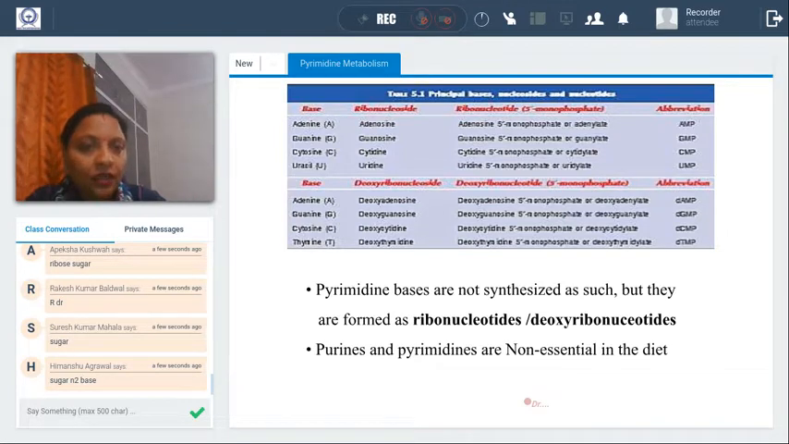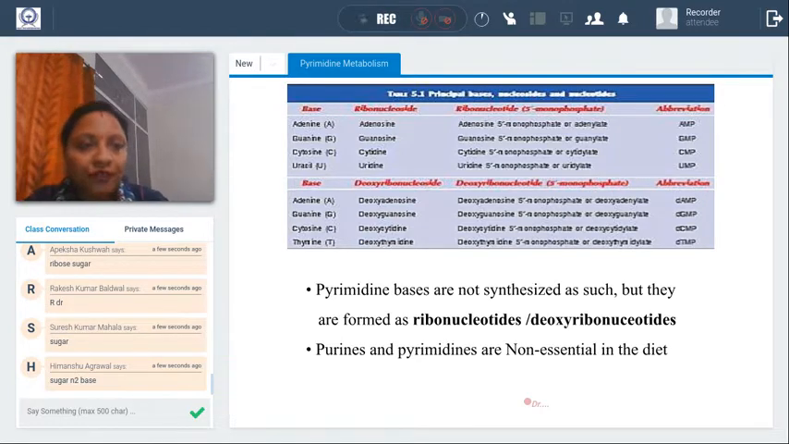So we can see in the slide also, bases are adenine, guanine, cytosine, uracil in RNA, and their ribonucleosides are adenosine, guanosine, cytidine, and uridine. Here, this is the important point. The ribonucleosides of pyrimidines are cytidine and uridine. And their ribonucleotides are 5' monophosphates.